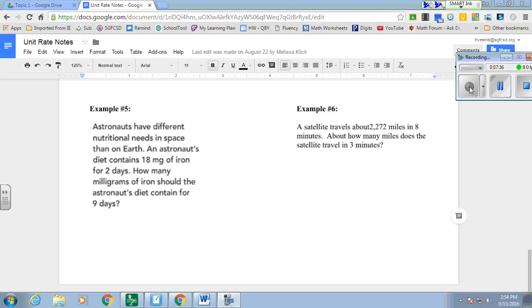This one says that astronauts have different nutritional needs in space than on Earth. An astronaut's diet contains 18 milligrams of iron for 2 days. How many milligrams of iron should the astronaut's diet contain for 9 days?